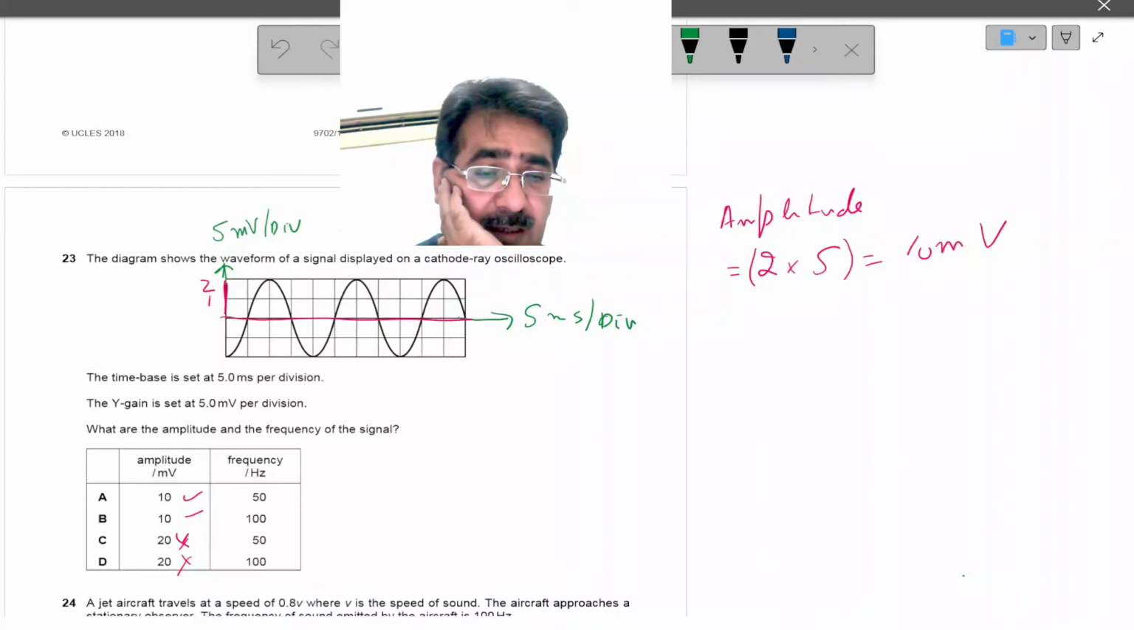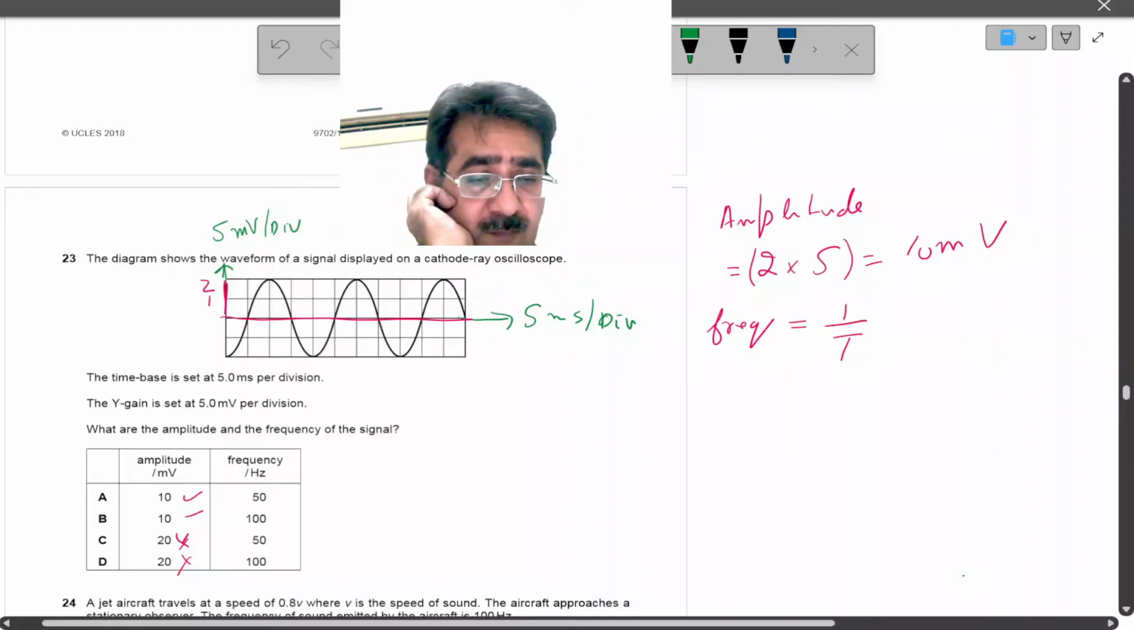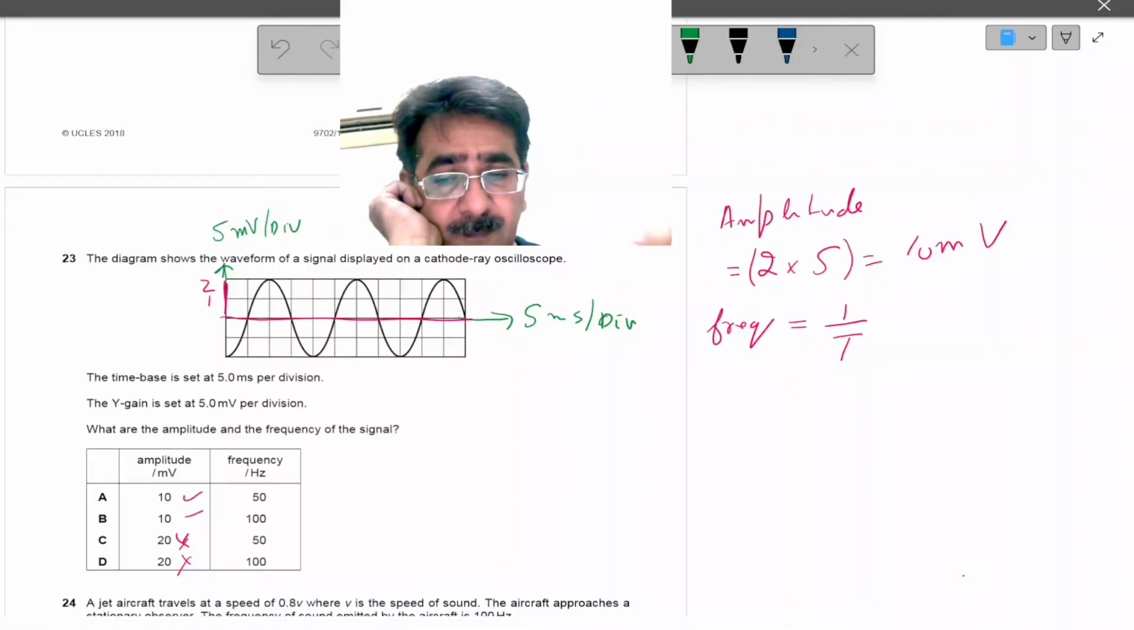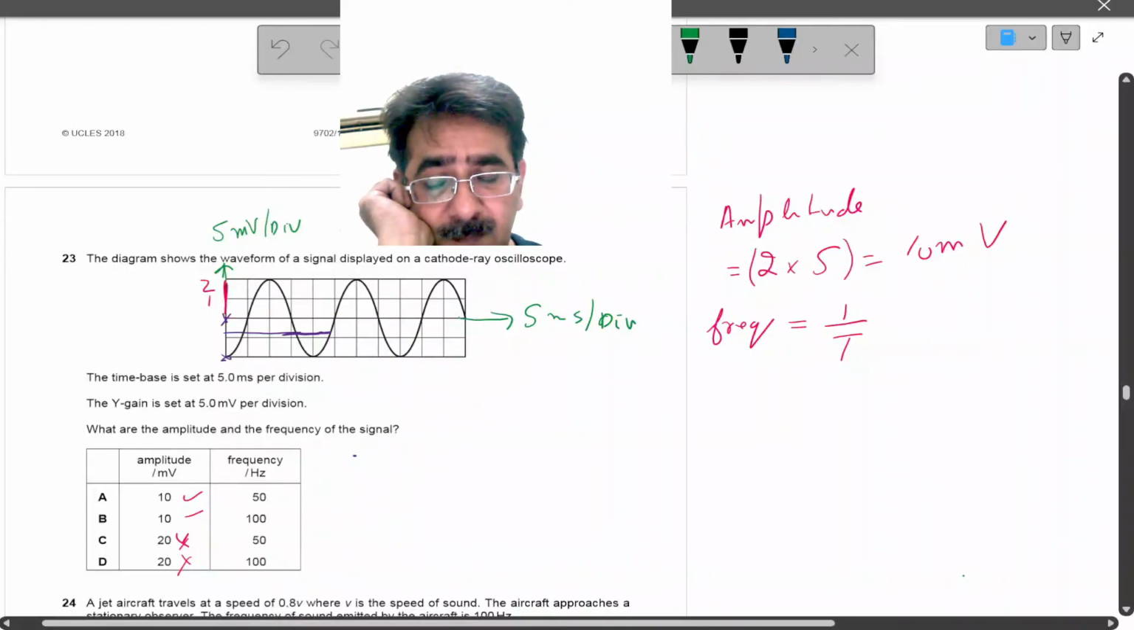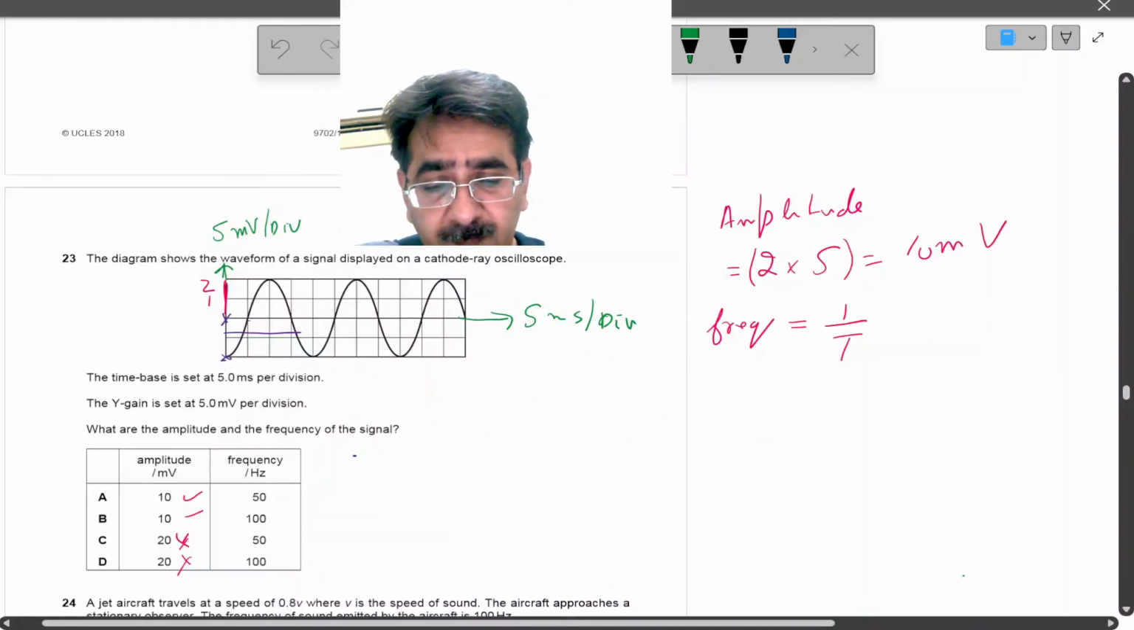Now about the frequency. The frequency is not given, but frequency is equal to 1 over time period. This is the time period. Sorry, I'm wrong. You may calculate the time period from this to this. That is 1, 2, 3, 4.